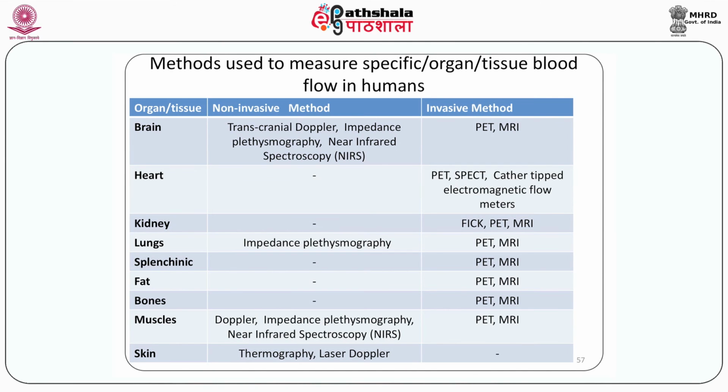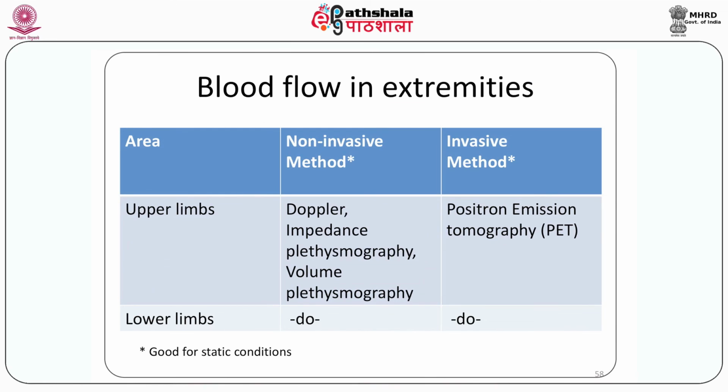This slide provides an overview of some of the non-invasive and invasive methods to measure blood flow to the various body organs and areas. All these techniques can be used for human and animal studies. The blood flow in extremities is an important physiological investigation. Limbs are a special region because of the accessibility, and therefore a large number of techniques are available for them.